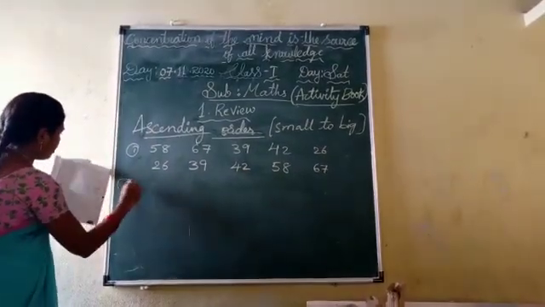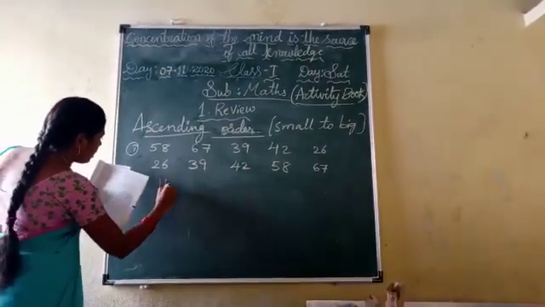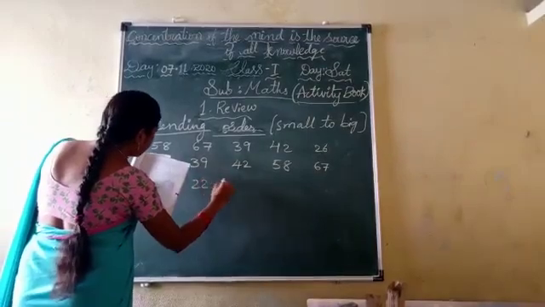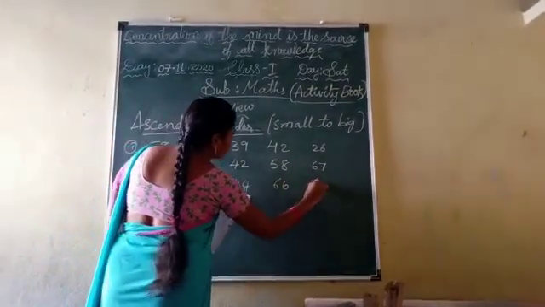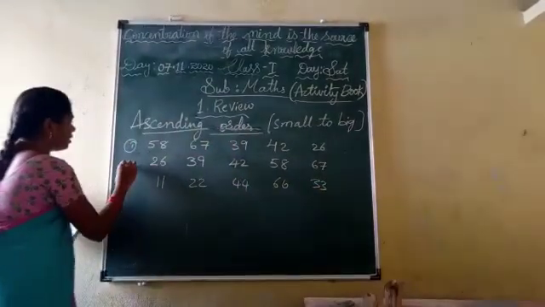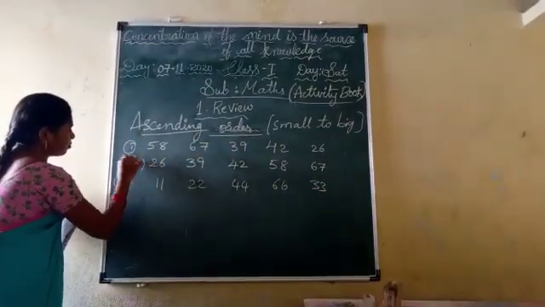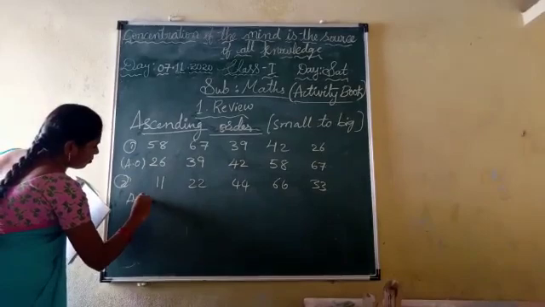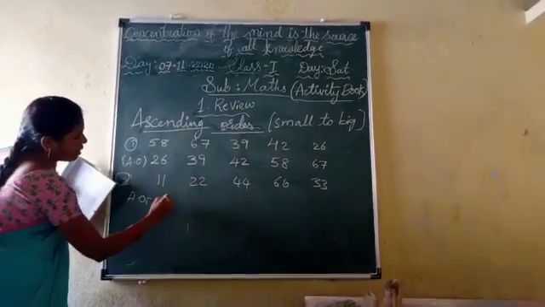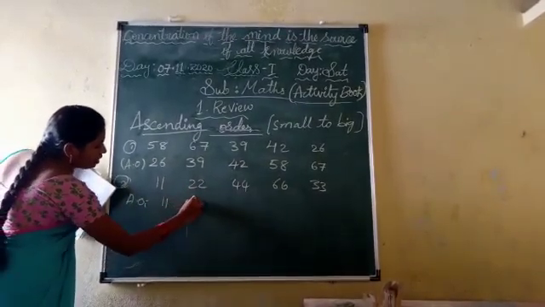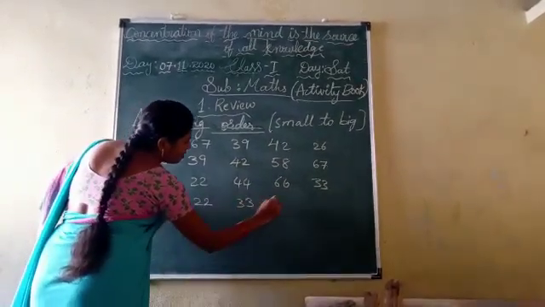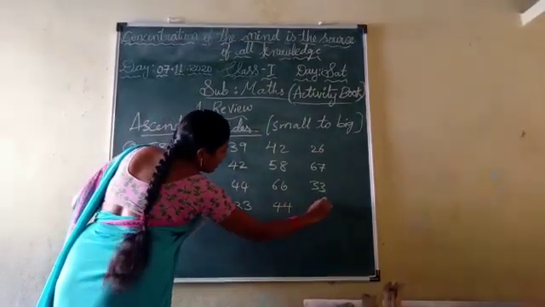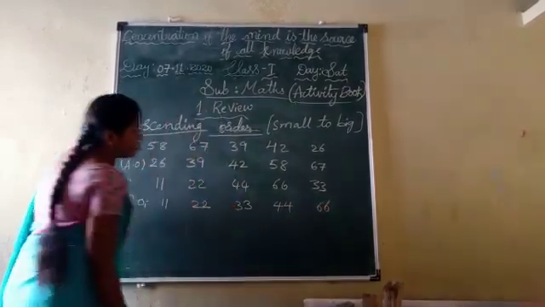Next, the second one. See the second one in your textbook: 11, 22, 44, 66, 33. This is ascending order. First here the small number is 11. After that 22. After that 33. Next 44. After that, last, 66 is the large number.